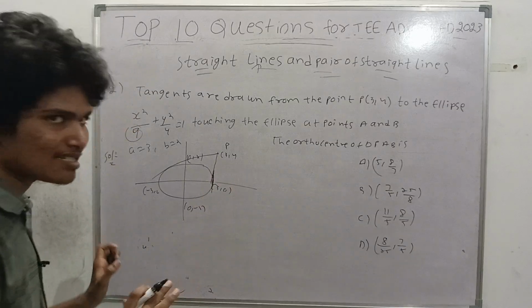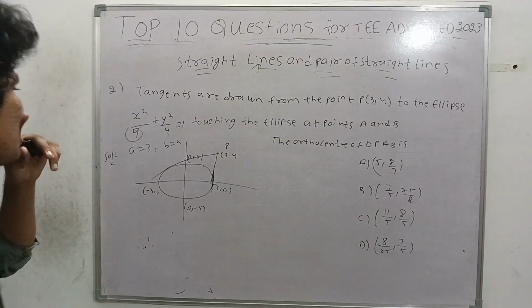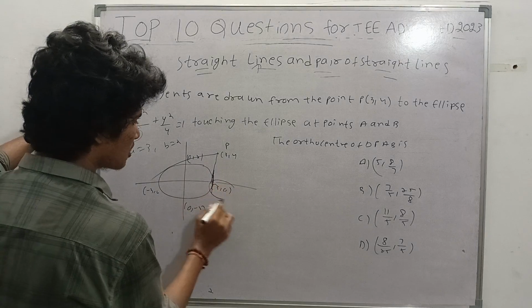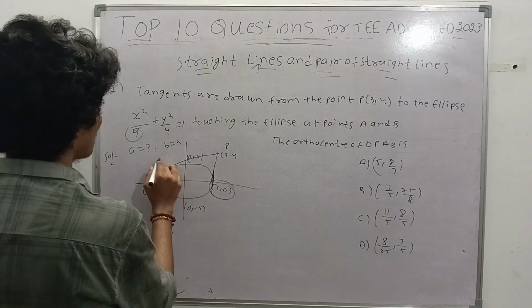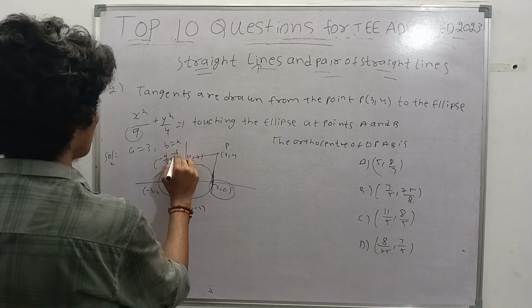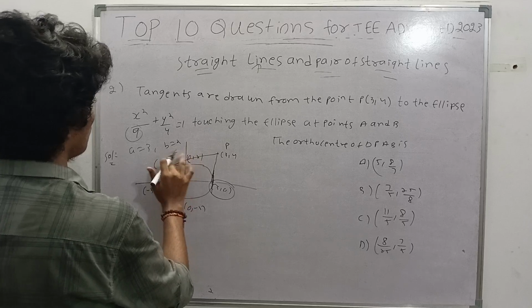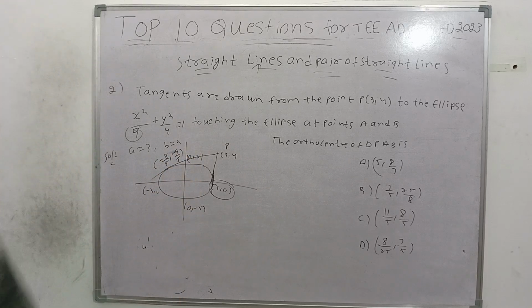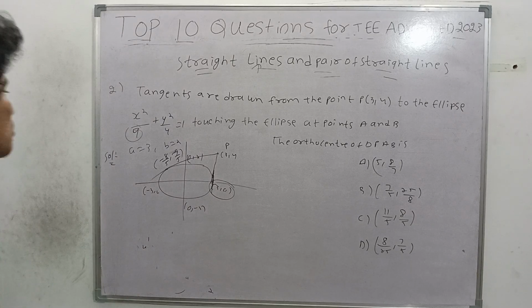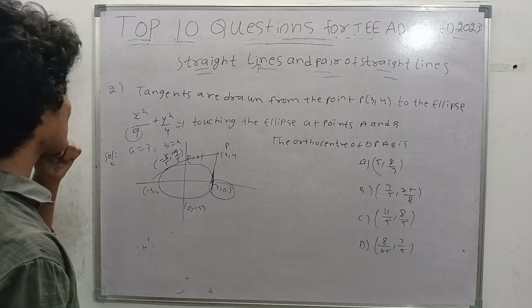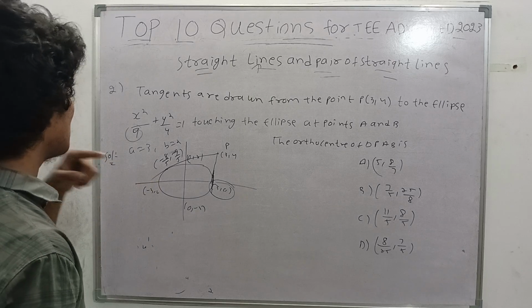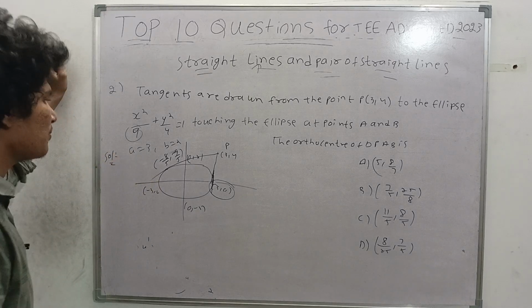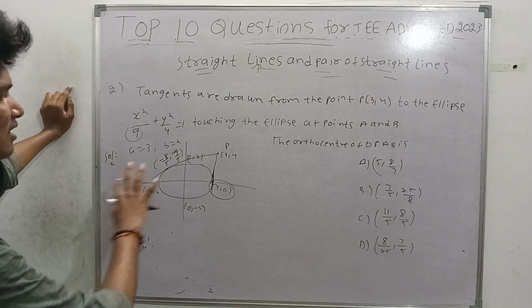This question I already discussed in the ellipse section. You can go and check. So I can directly write the points. The point of contact is (3, 0) here, and the other point of contact is (minus 8 by 5, minus 9 by 5). Yes, these are the points of contact.